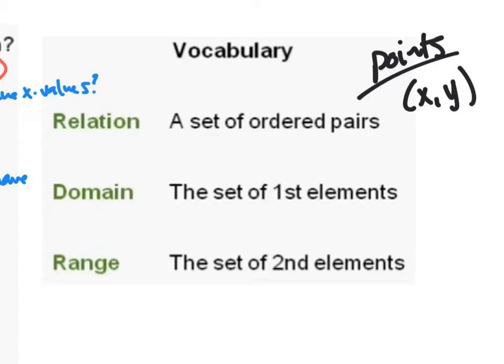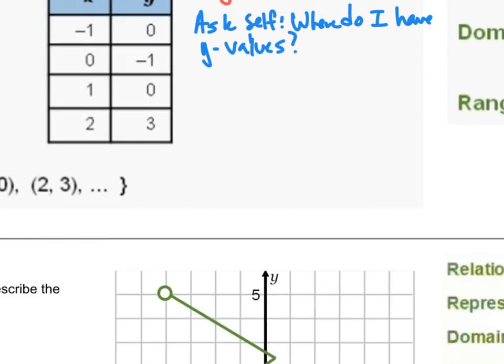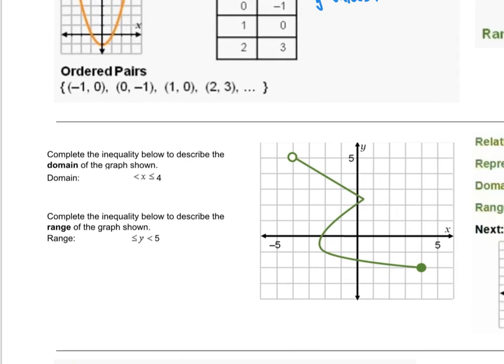Domain, these are your x values. Range, these are your y values. Okay? I would put a big fat star next to these. Okay, what is the domain? All right? We'll talk about that.